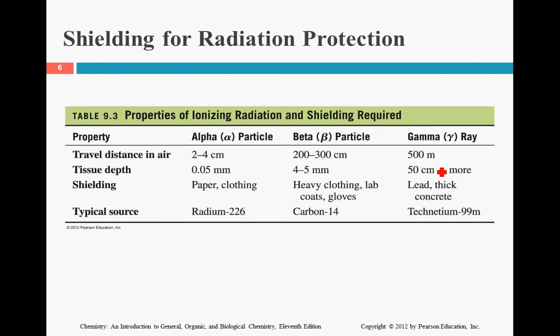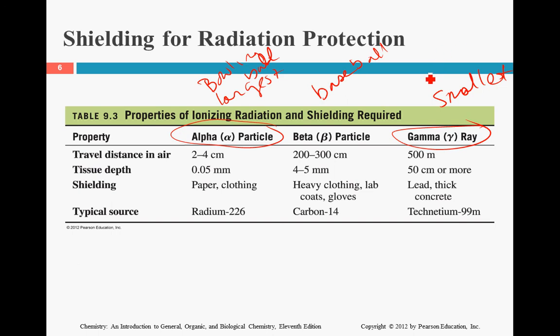If we look at the particles next to each other and we do a comparison, the alpha particle is the largest, where the gamma ray is the smallest. If you think about it in terms of a ball, let's say that the largest maybe is a bowling ball, while the beta is a baseball. And then the gamma is like a golf ball.